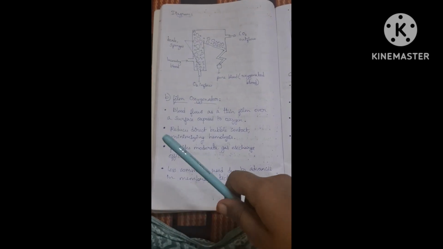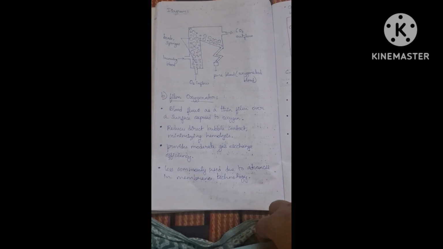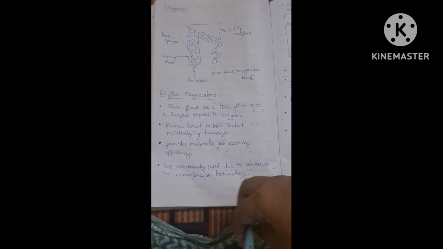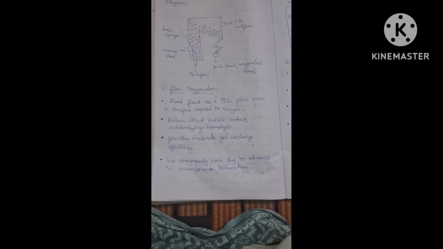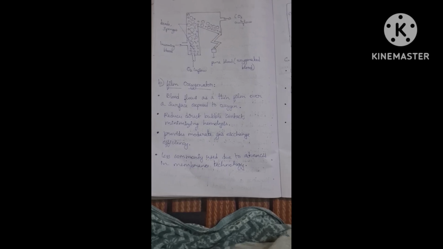The next one is film oxygenator. Blood flows as a thin film over a surface exposed to oxygen, reduces direct bubble contact, minimizing hemolysis, provides moderate gas exchange efficiency. Less commonly used due to advances in membrane technology.